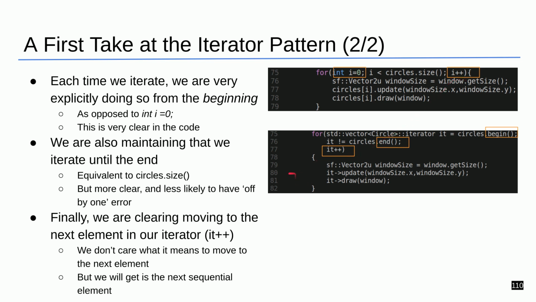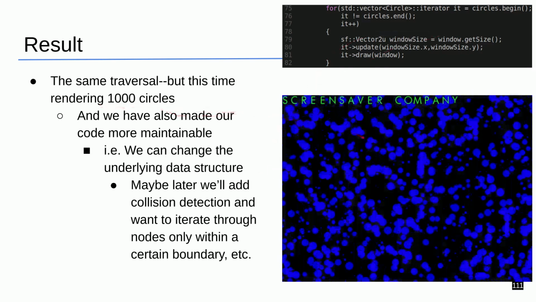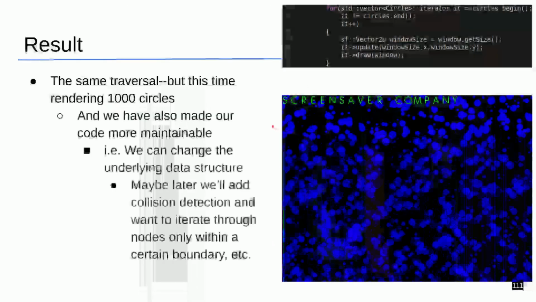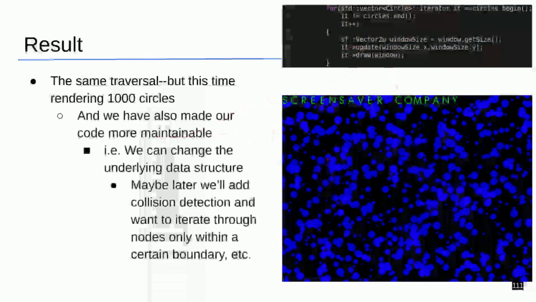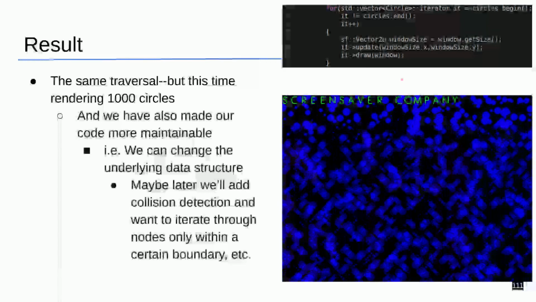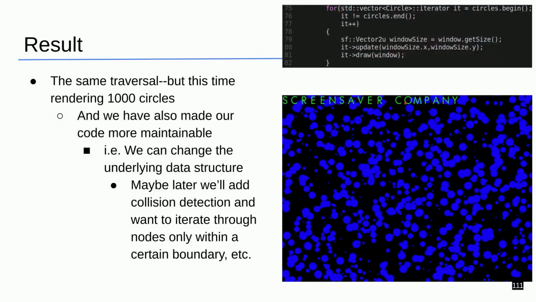So the iterator pattern is very powerful for preventing bugs, and it's very expressive, telling us exactly what we want to do. So we should always use iterators when our intent is to move through the entire collection, one element at a time. And here's our result. Beautiful. We increase our circles to 1,000, and we have a lot of them here, and it's pretty cool to look at. And we've also made our code much more maintainable. We can change the underlying data structure to do more powerful things. Again, there might be different iterators that you want to use that can be even more powerful, and so on.